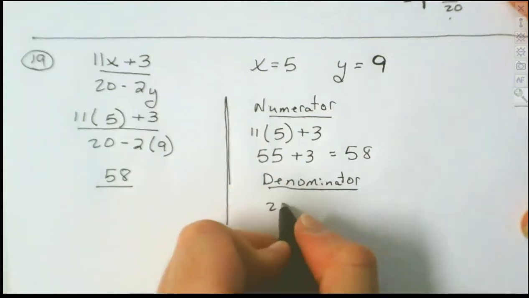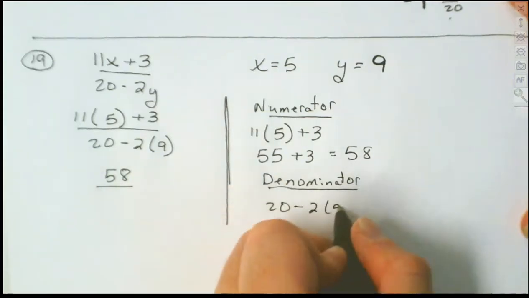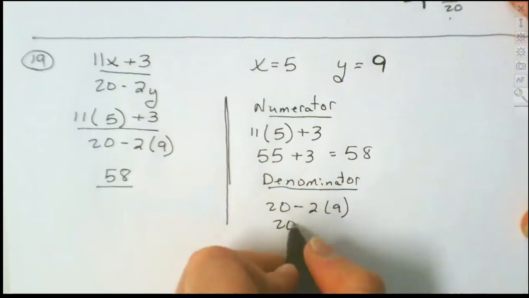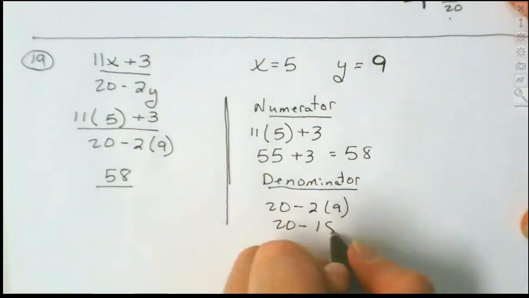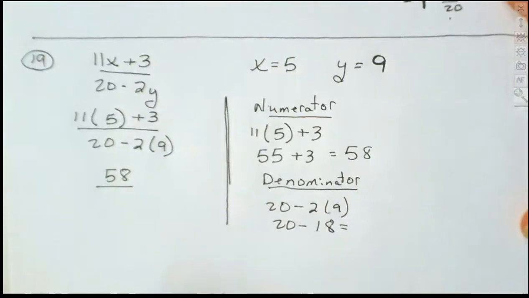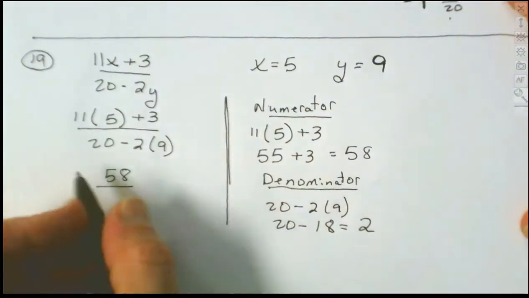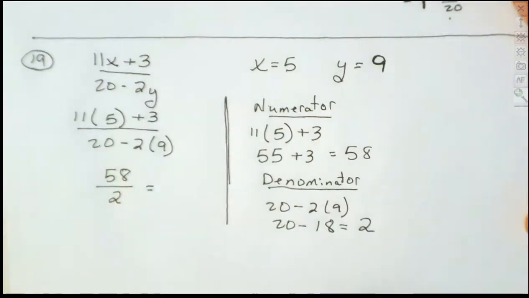And we've got 20 minus 2 times 9. So that's 20 minus 18. And 20 minus 18, that's going to make that then a 2, isn't it? And now we've got 58 divided by 2. And that's going to be, what, 26, I believe, isn't it? 58 divided by 2.